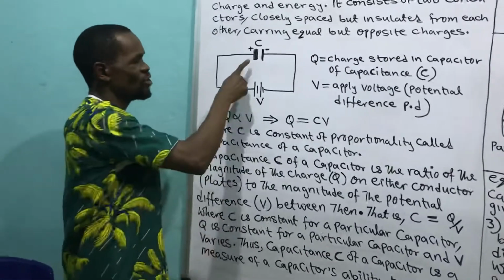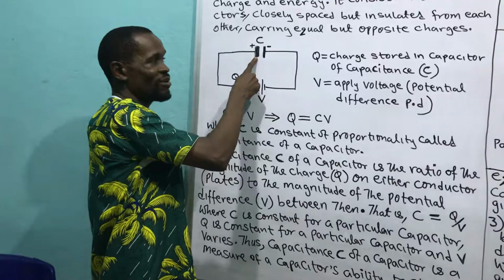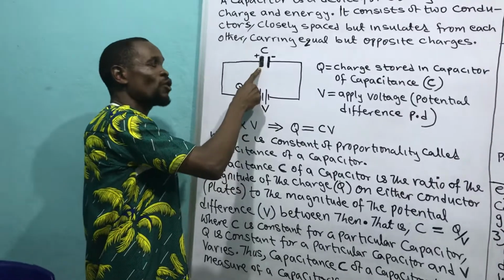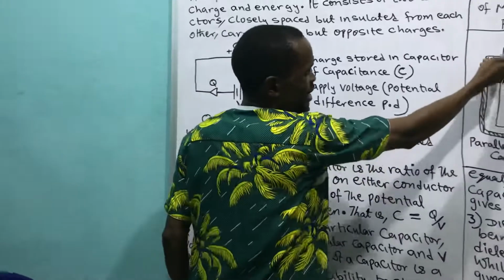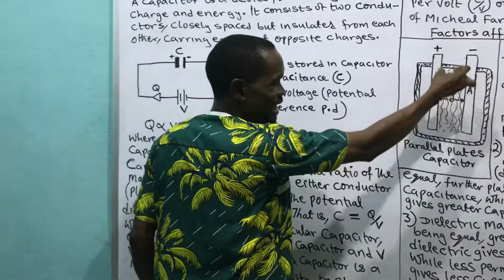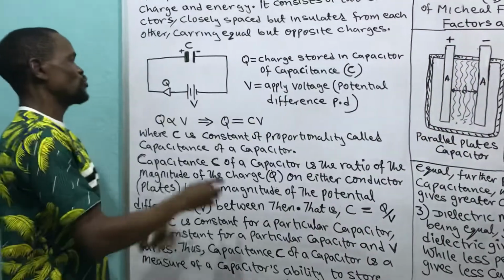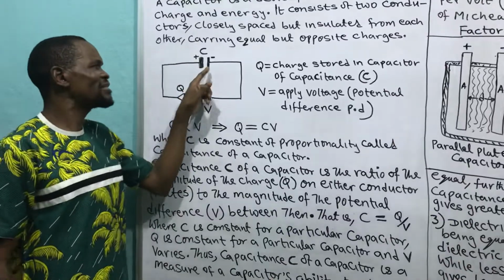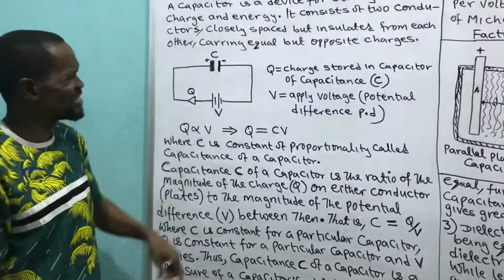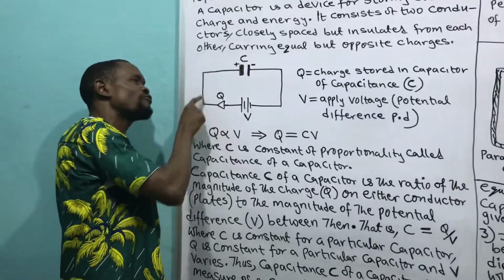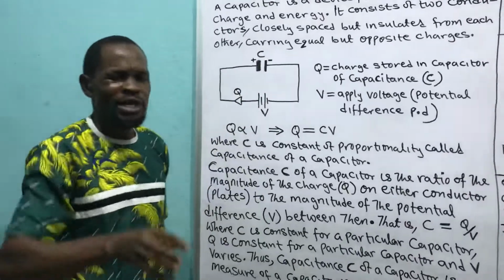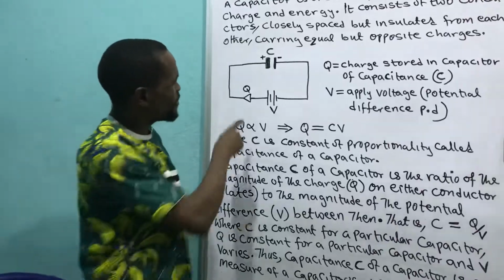Look at the conductor, positive and what? Negative. And this is called the positive plate and the negative plate. If you come here, you will see where I draw it in a skeleton form. So look at it. We said positive plate, negative plate, and this is capacitance. Then this is the charge that flows in the capacitor.